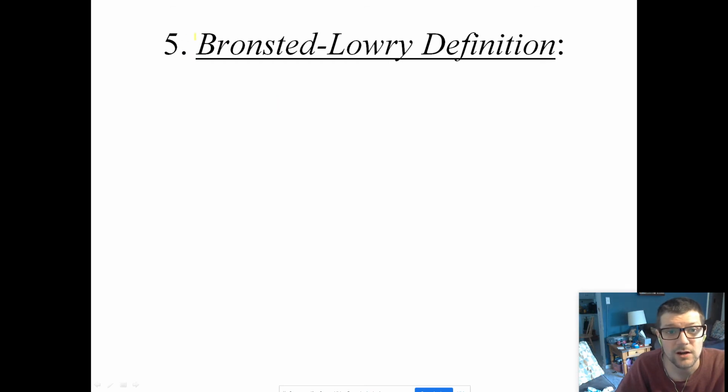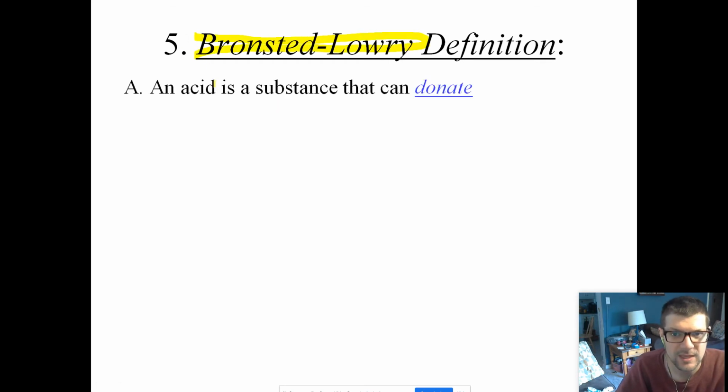And so our next working definition is going to be the Bronsted-Lowry definition, which is that an acid is a substance that can donate hydrogen ions.